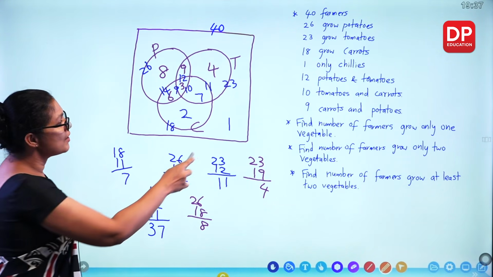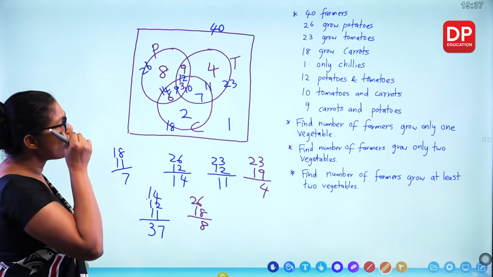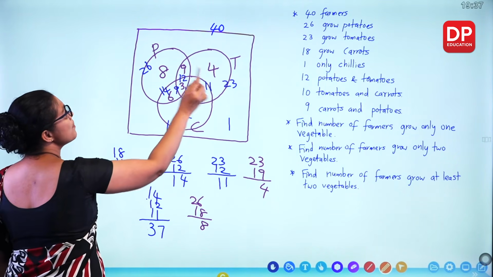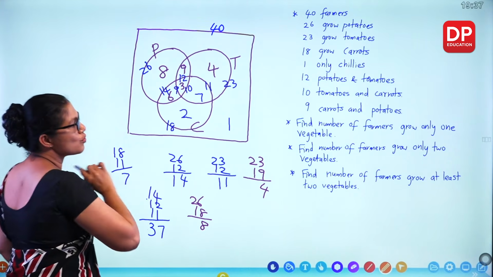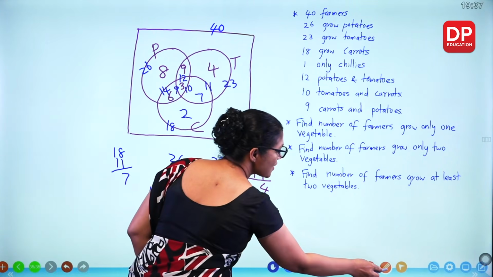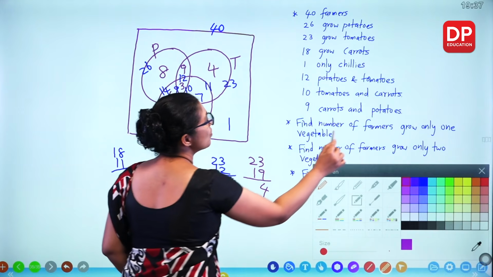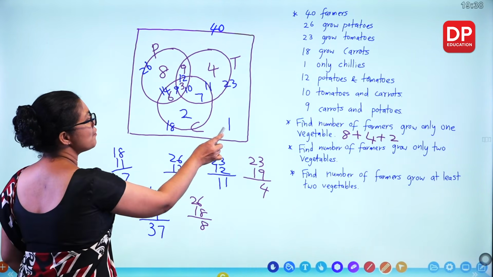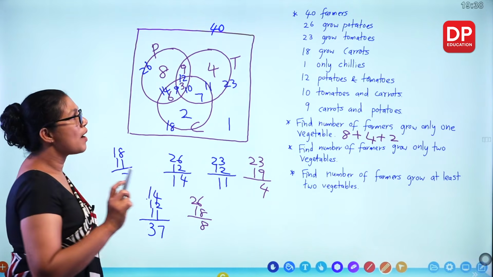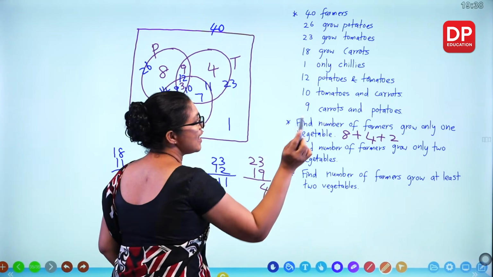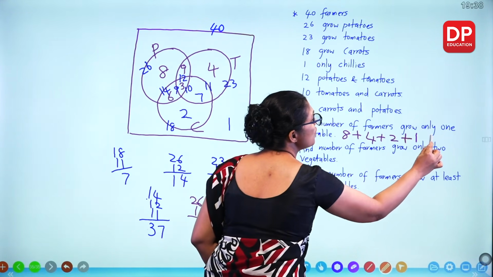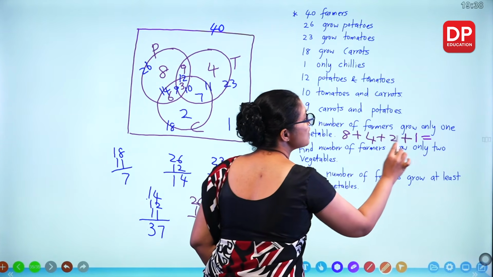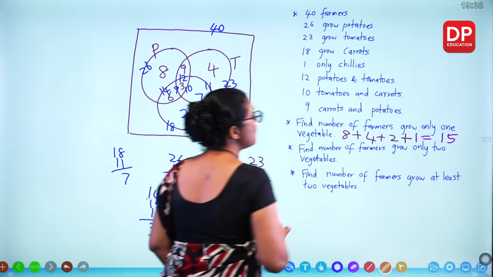Now we'll find out the answers. Find number of farmers grow only one vegetable. So only one vegetable is 8, 4 and 2. So what's the answer? 8 plus 4 plus 2. Here we have to consider this one. This one means only chili. So that's also one vegetable. So we have to add that also. 8 plus 4, 12. 12 plus 2, 14. 14 plus 1. So you get 15.